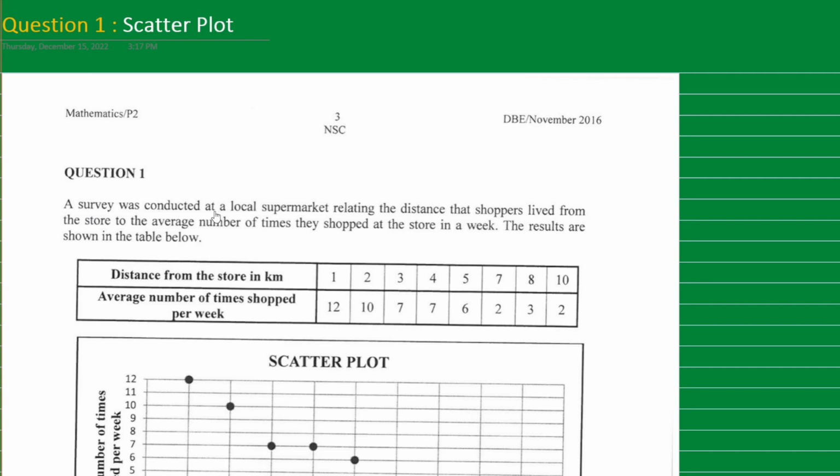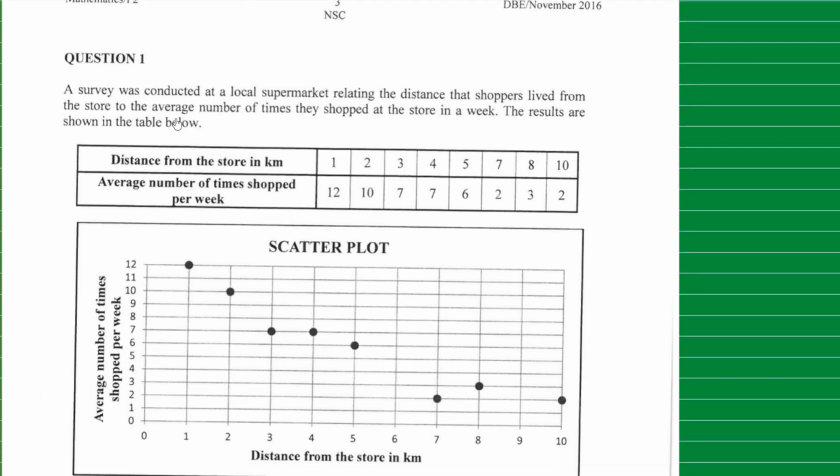A survey was conducted at a local supermarket relating the distance that shoppers lived from the store to the average number of times they shopped at the store in a week. The results are shown in the table below. So we are given data that is collected. We are given the various distances the store is, and then the average number of times shopped from that store per week. So that is the information we are given.